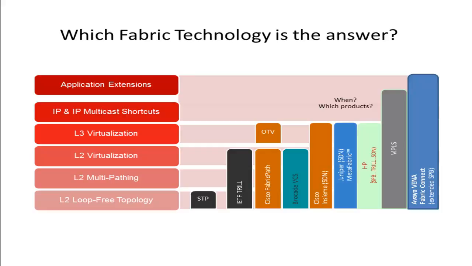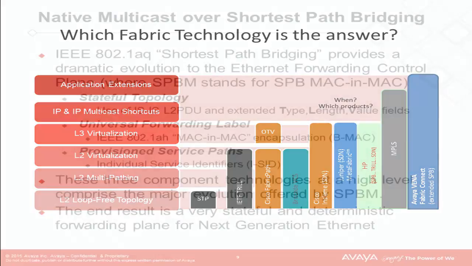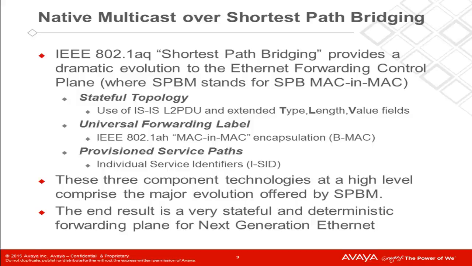As you can see, Avaya's Fabric Connect provides for a next generation of virtual services infrastructure that needs to be compared to MPLS rather than to the other fabric technologies. They are simply in a different class. So what is it about shortest path bridging that makes it so superior? Well, the technology can be broken down into three major components.